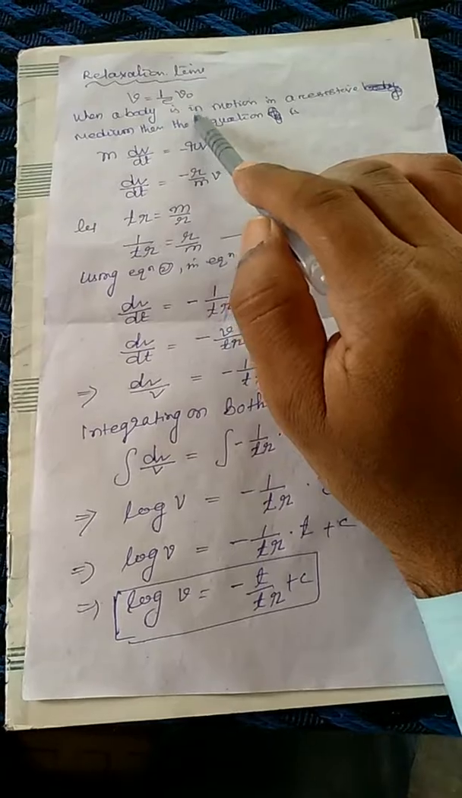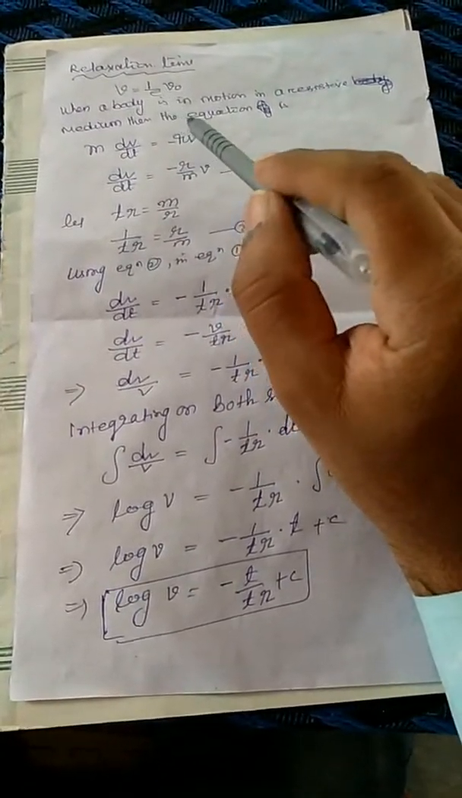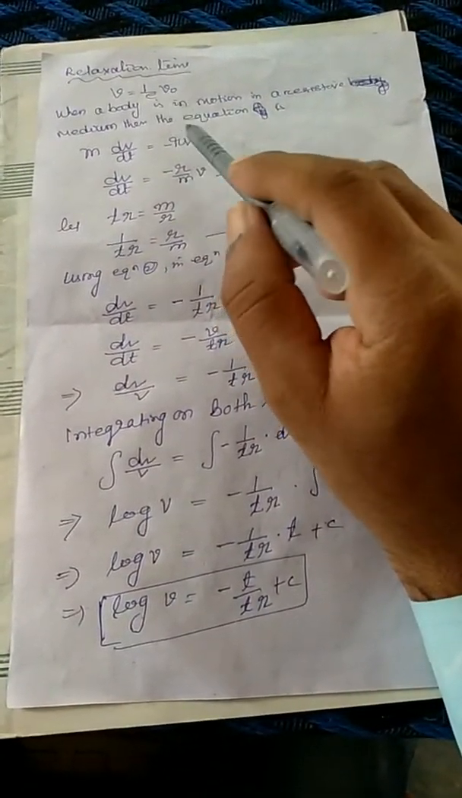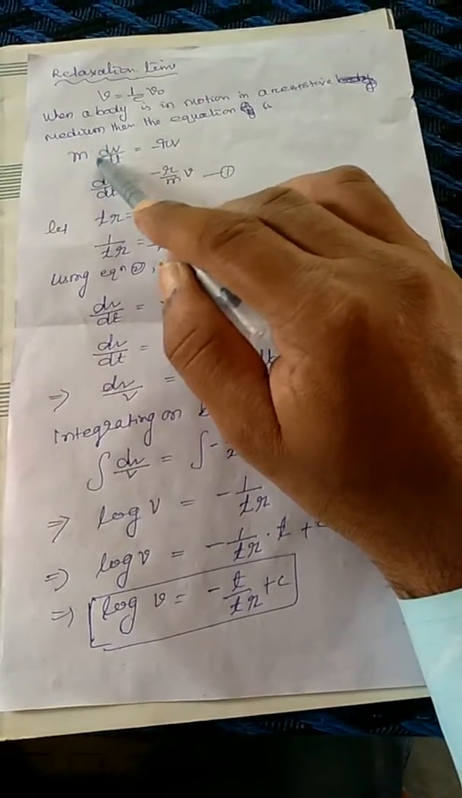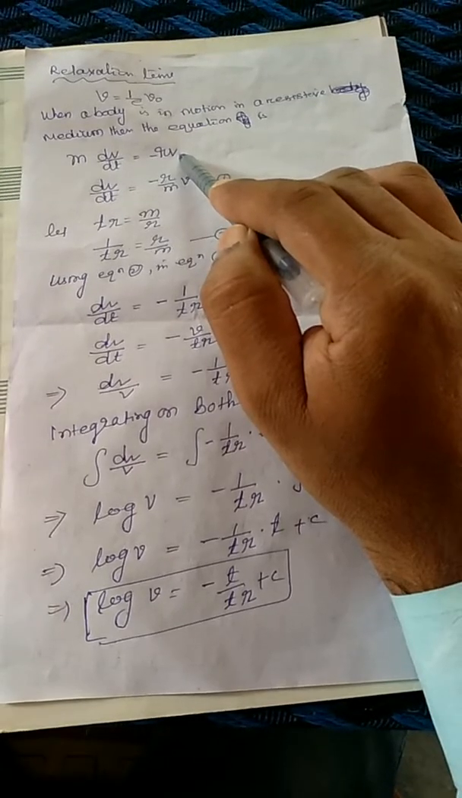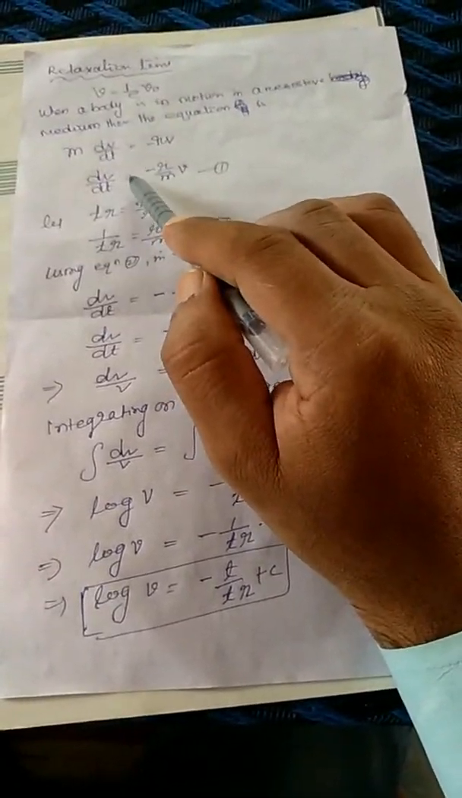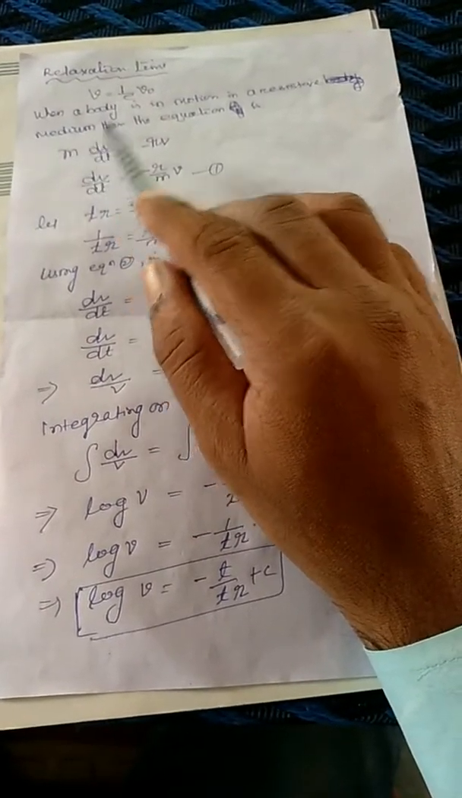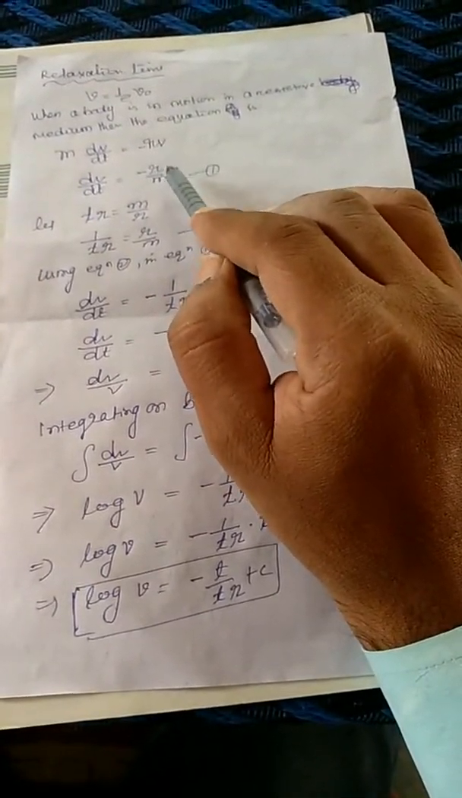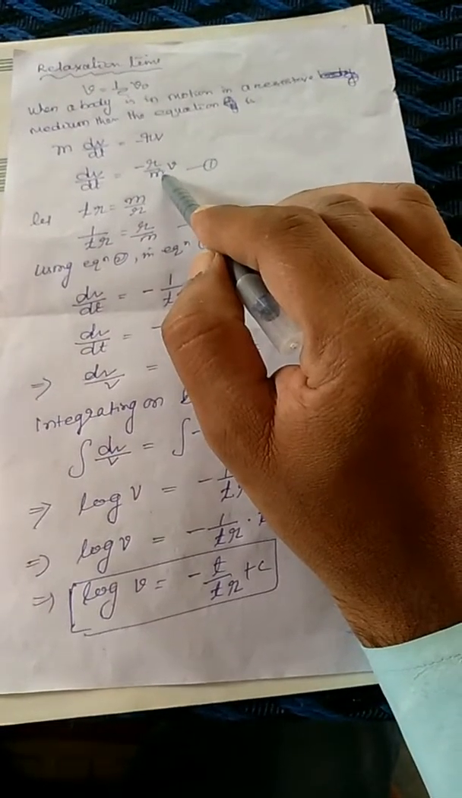When a body is in motion in a resistive medium, we know the equation of that motion of a body in oscillatory motion: M into dV by dt is equal to minus RV. We already derived it in damped vibration. So dV by dt is equal to minus R by M into V, when M goes to this side and divides R and V.